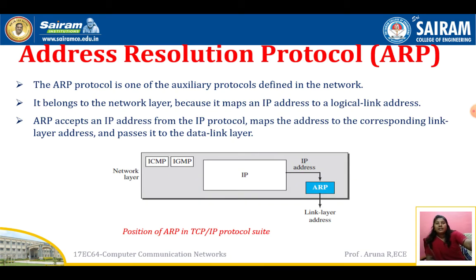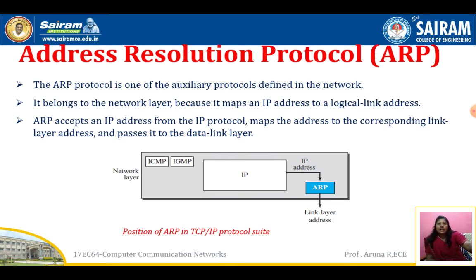Very important: in the network layer you have the IP address, but when it comes to the data link layer, it should have the link address. So this is the responsibility of ARP, the address resolution protocol. Whatever IP address it gets from the network layer, it will convert that IP address into the link layer address and give it to the data link layer. So the major responsibility of ARP in the network layer is to convert the IP address to the link layer address.